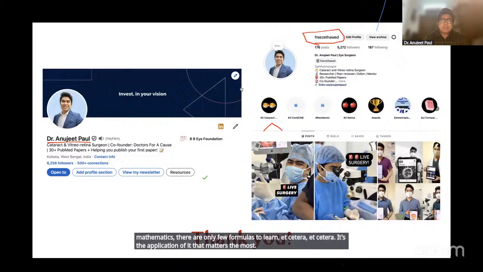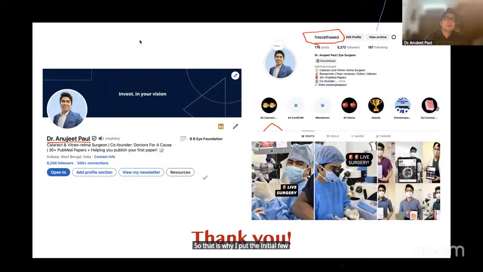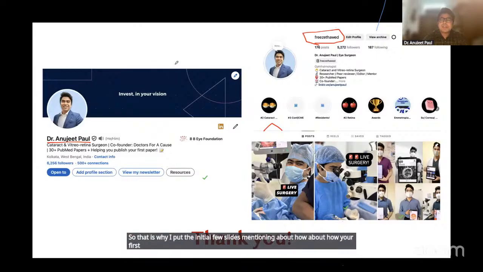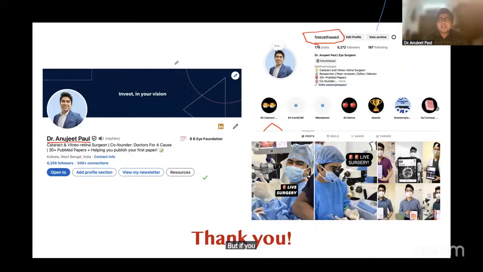So that is why I put the initial few slides mentioning how your first paper need not be perfect. If possible, your first paper need not be PubMed indexed. If possible, your first paper might be all trash. But if you do not start writing and submitting, you will never be able to cross the first step.